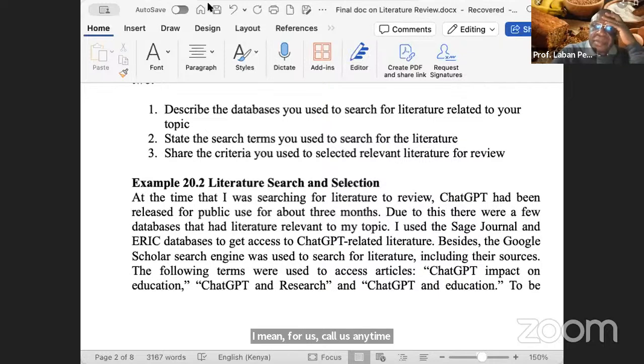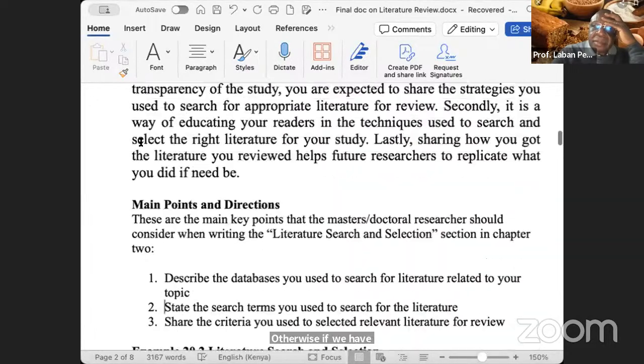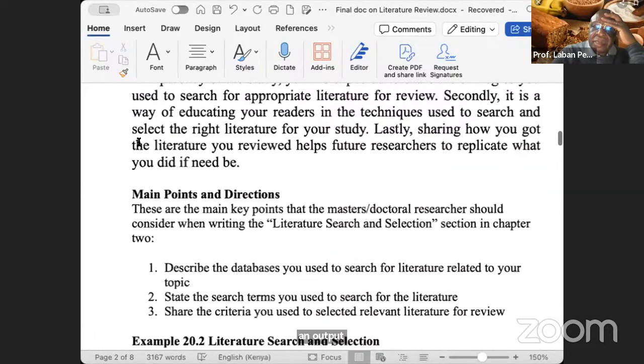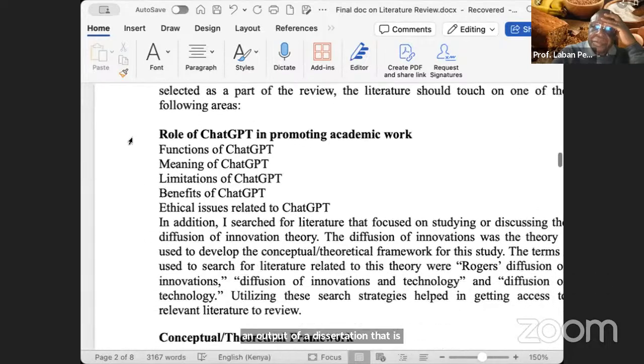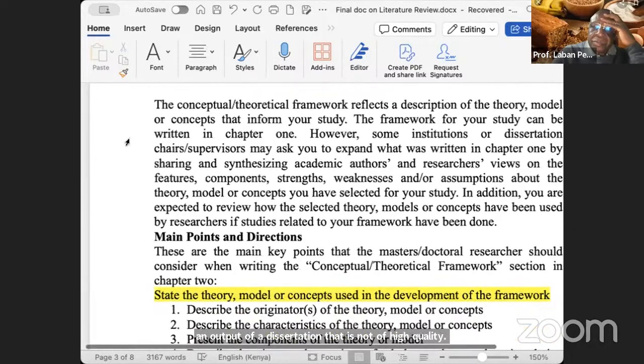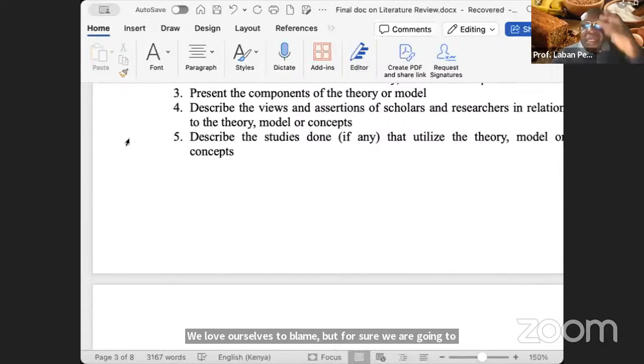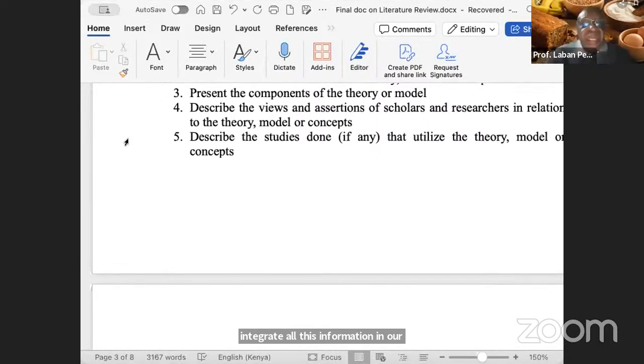Otherwise, if we have a dissertation output that is not of high quality, we will have ourselves to blame. But for sure, we are going to integrate all this information in our dissertation. Thank you so much. And tomorrow, we'll be right here. Okay, thank you.